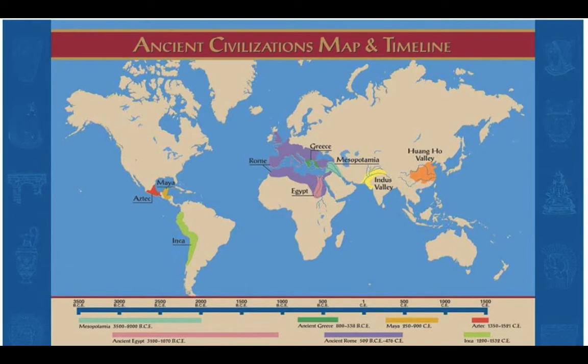So when we ask the question, why did people live where they lived? Well, the geography made a difference and made an impact on their choice. And people chose to live near water. And civilizations grew and thrived where they had water and food.